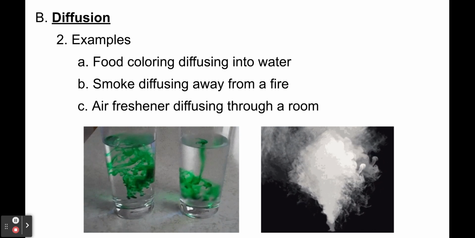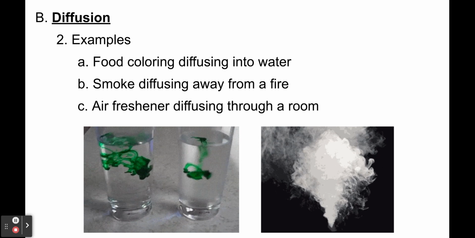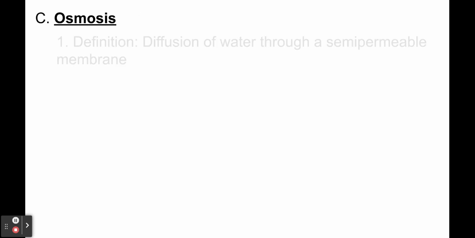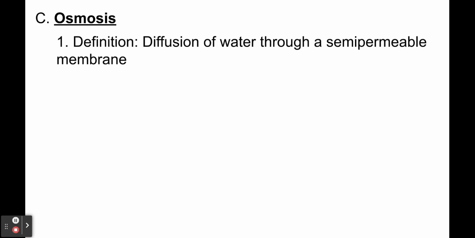So now we're ready to talk about a very specific example of diffusion called osmosis, capital letter O, osmosis. This is the main topic for the rest of the video. Make sure you underline this. This is the most important word from today. Osmosis is the diffusion of water through a semi-permeable membrane.